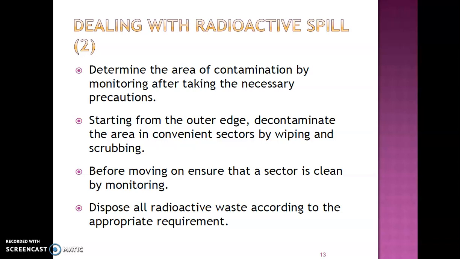Starting from the outer edge, decontaminate the area in convenient sectors by wiping and scrubbing. And before moving on, ensure that the sector is clean by monitoring. Dispose of radioactive waste according to the appropriate requirements.